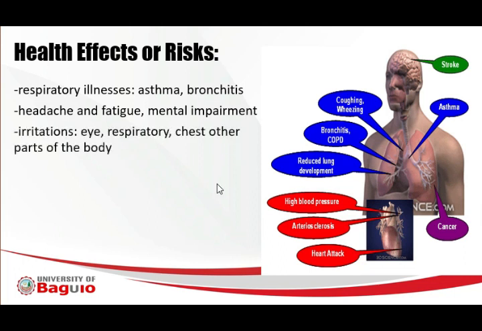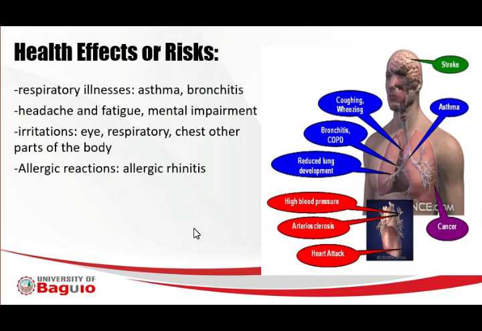We also have irritations, like eye irritation. This is very common outside, especially if the wind is strong and there is dust. What else? Maybe other kinds of microorganisms combined in the wind or in the air. Sometimes we have eye irritation, respiratory irritation, chest irritation, and irritations in other parts of the body. And allergic reactions.